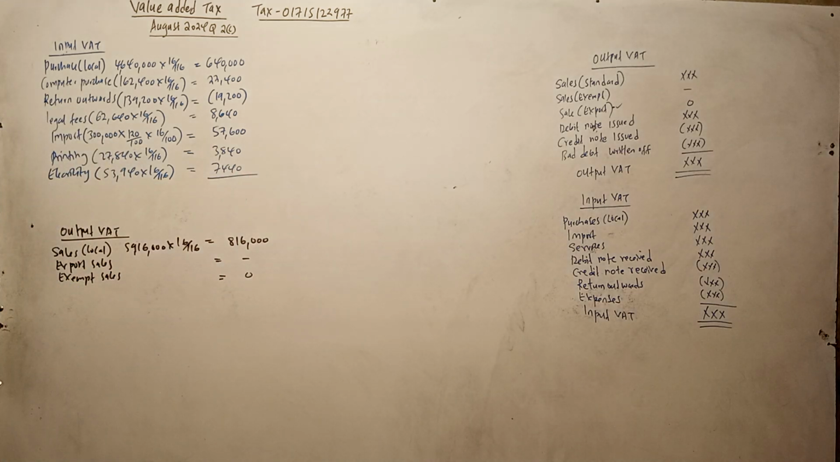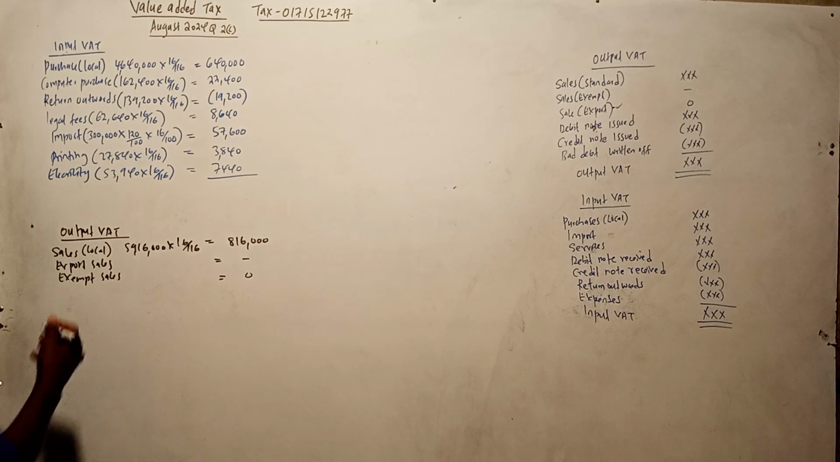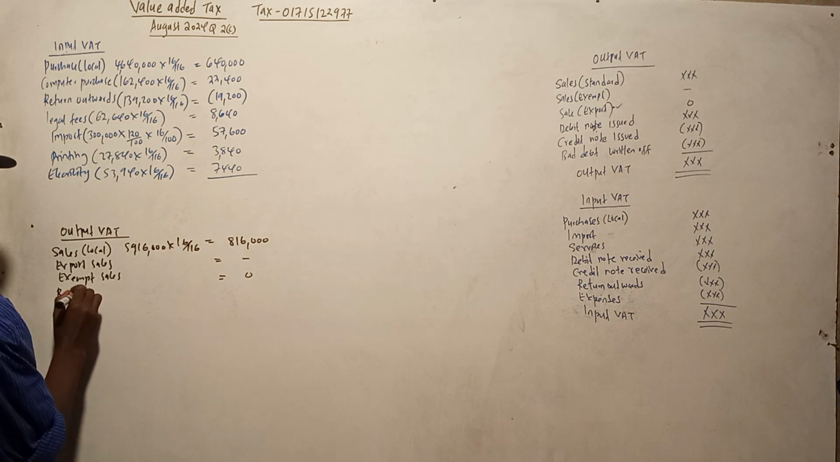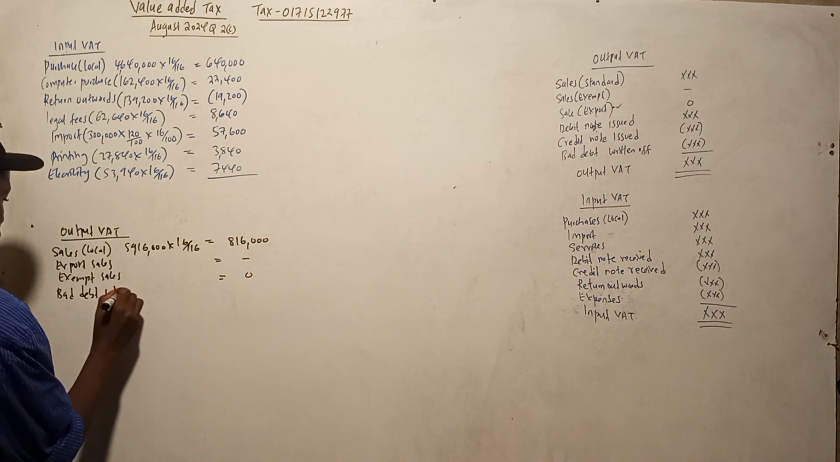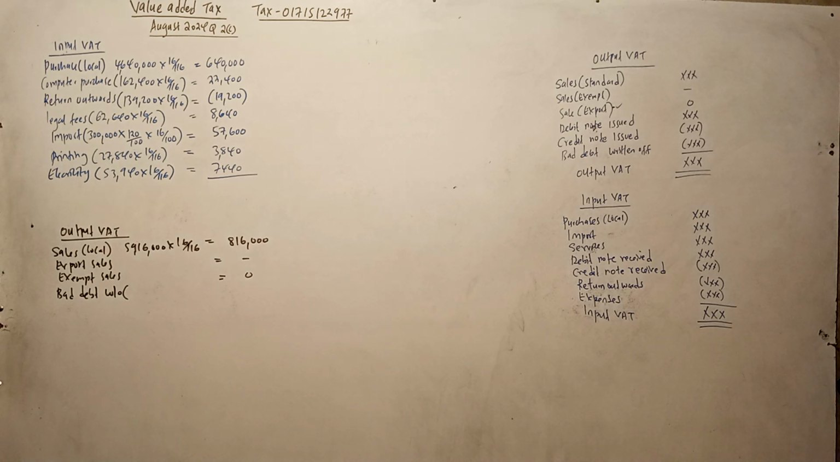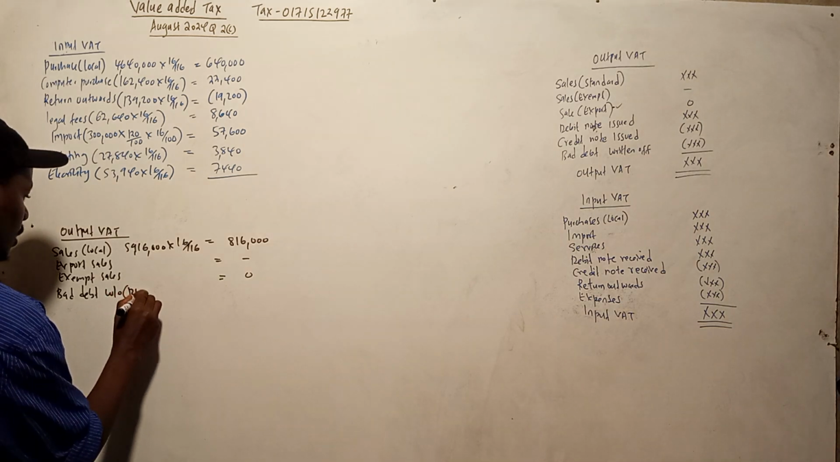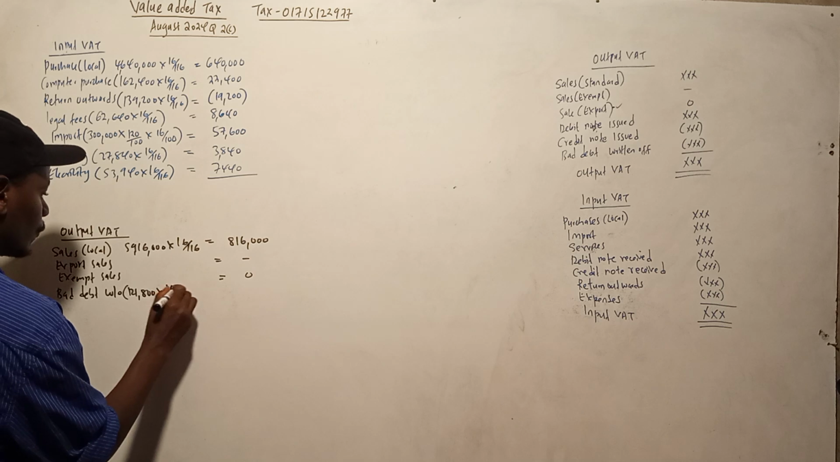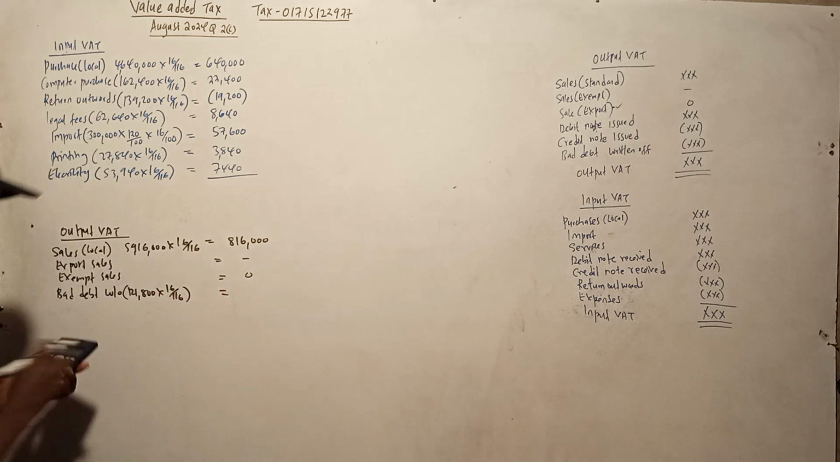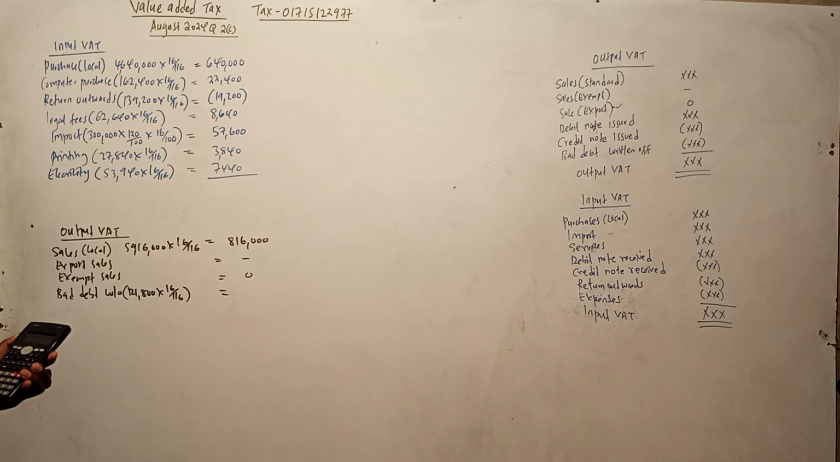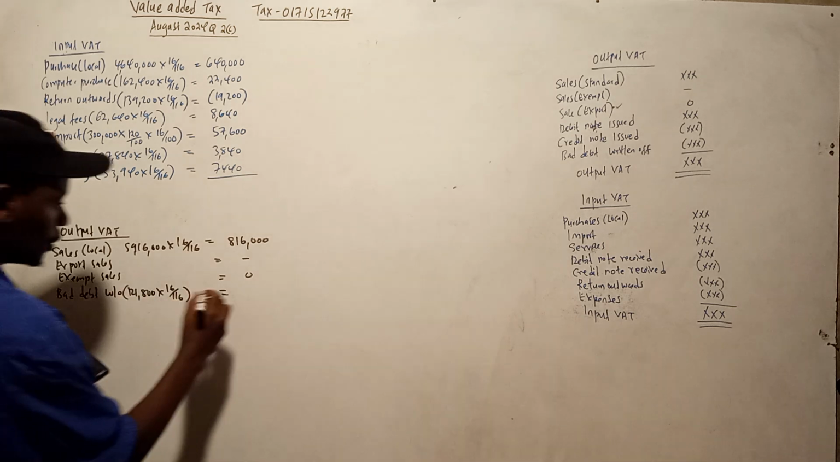Information number 2. The debtor of value was declared bankrupt. So that one will reduce our debt. So bad debt written off. We say bad debt written off is how much? Bad debt written off is 121,800. So 121,800. So remember, every item is inclusive of VAT. So 121,800 times 16 over 116, 16,800.